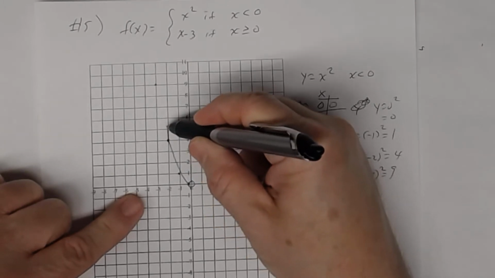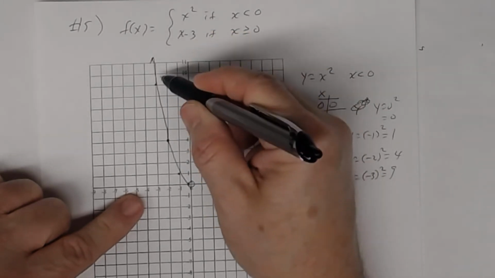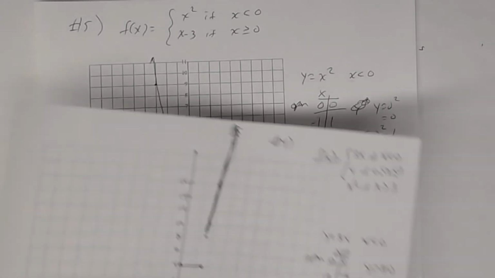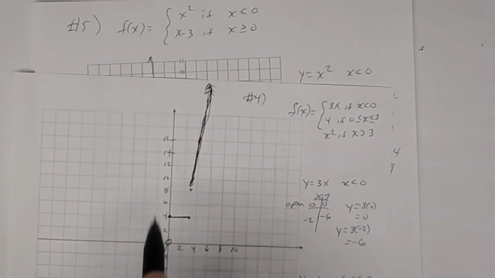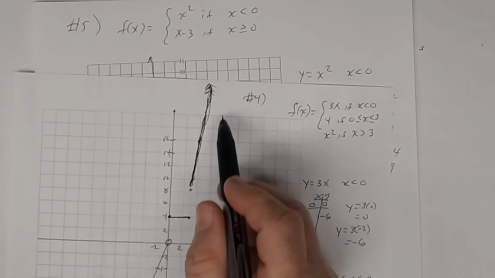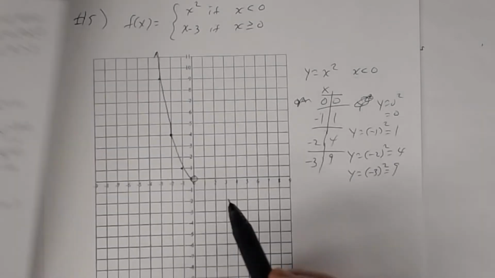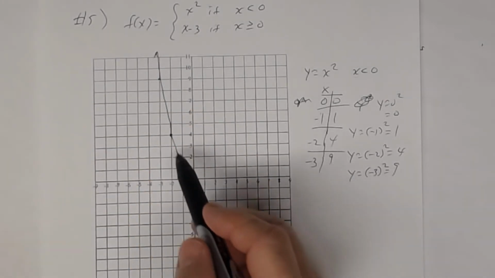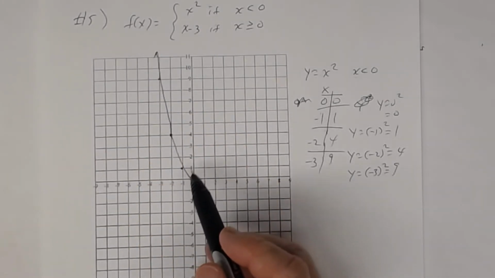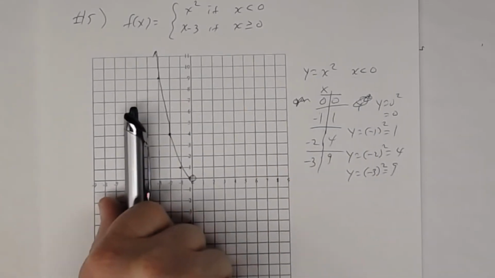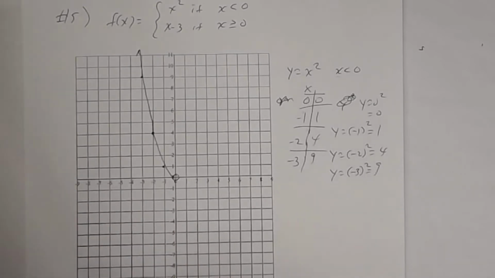Remember that that's supposed to be curved. So you can see the curve better here than you could have here, right? Okay, so there's that part of that parabola. The part of the parabola you're looking at is the part in which x is less than 0. All right, now let's do the next one.